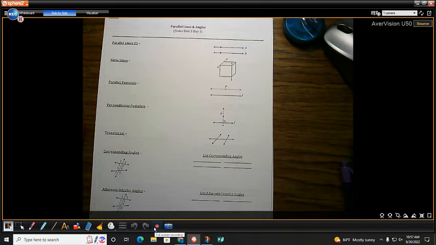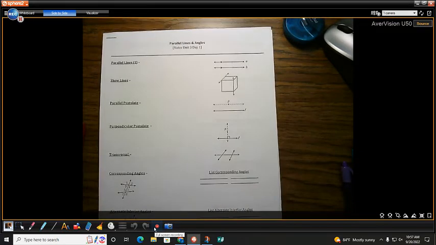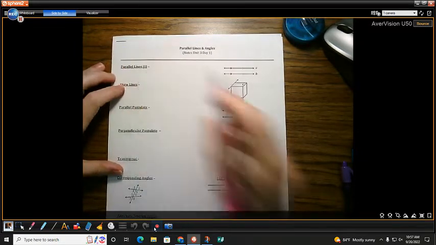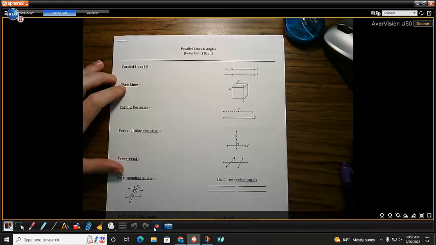Okay, so this unit, we're going to be focusing on a lot of lines that make angles. So, to start off with, let's see how much y'all remember. What are parallel lines? Lines that never intersect.